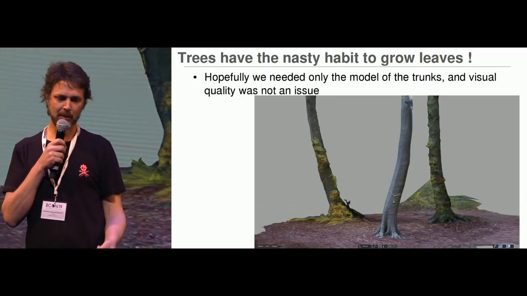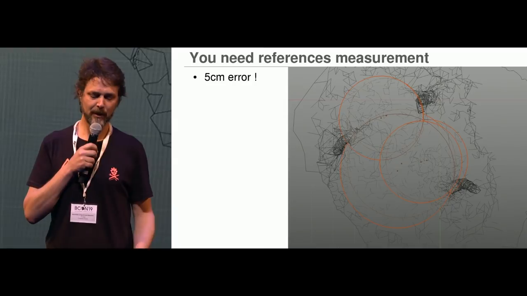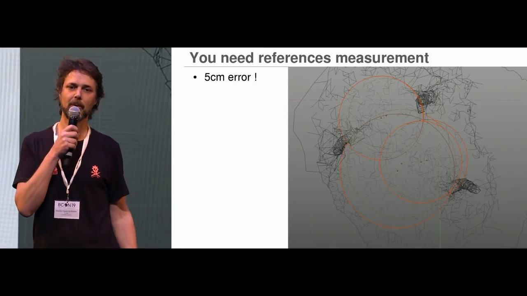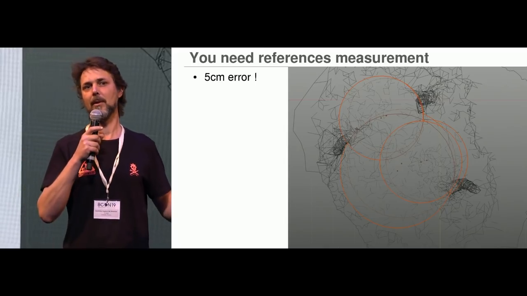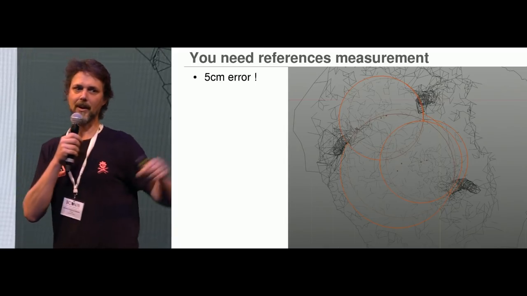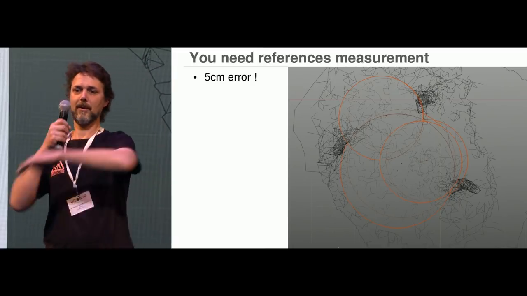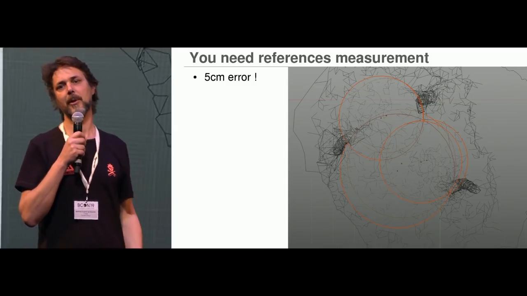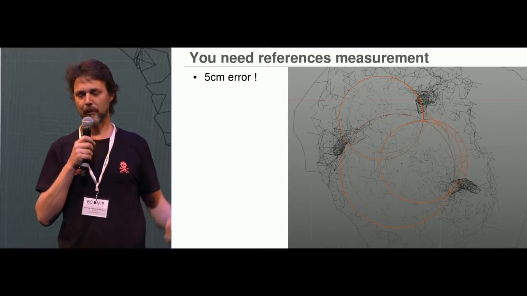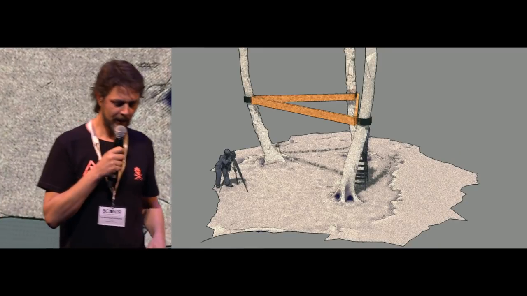So I cleaned it in Blender, and the next step, you have to have some references because your photogrammetry mesh has no scale. So when you take the pictures, you take some references too. It's the most difficult part because the tree is just, nothing is straight. So at the end, we had a 5 centimeter error in the worst part of it. And then I started to design it.